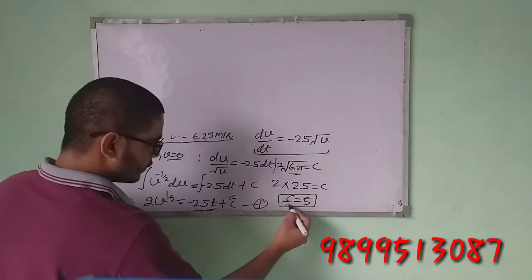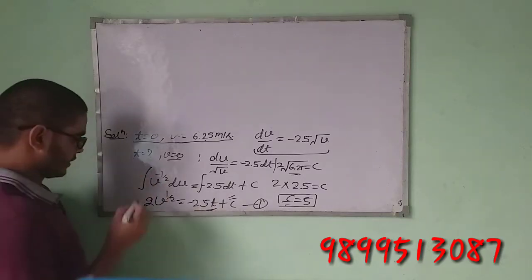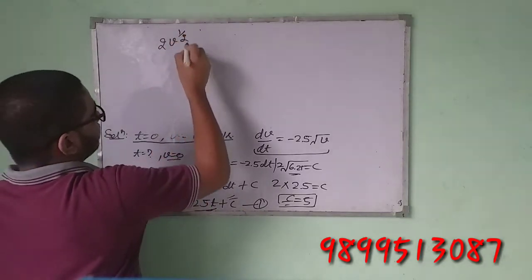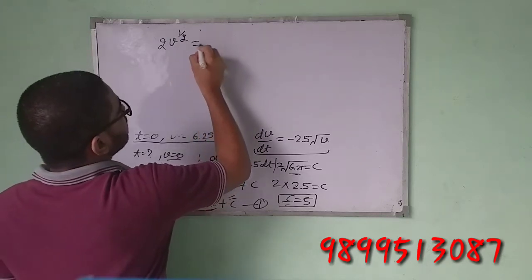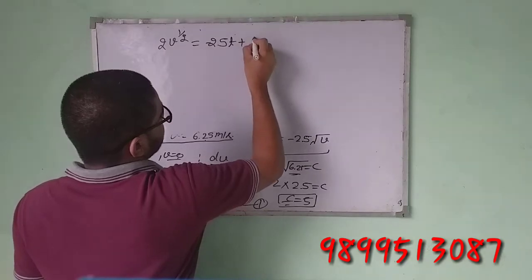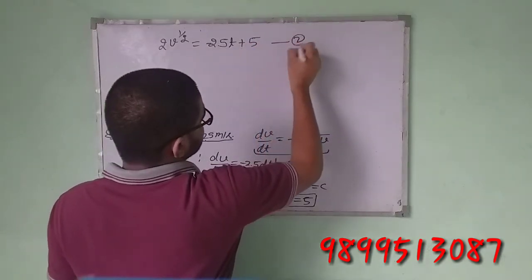Now let's put the value of c in equation number 1. That is 2v raised to the power half is equal to minus 2.5 t plus 5. Say this is equation number 1.